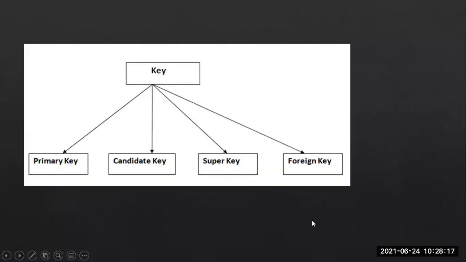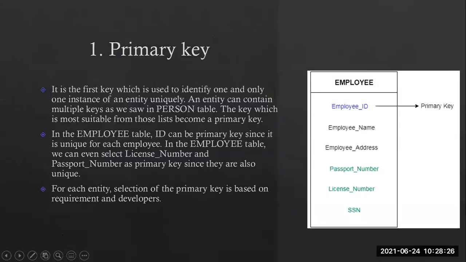Here is the key diagram. We had finished with the primary key, candidate key, and super key. The primary key should be used to identify one and only one instance of each entity uniquely. One value has to be given for that column. No repeated value should be given.